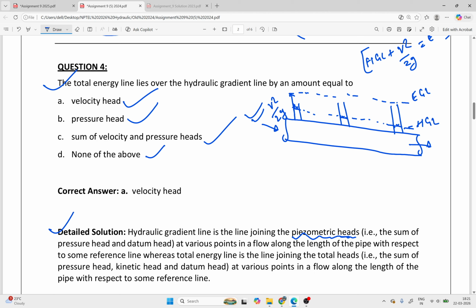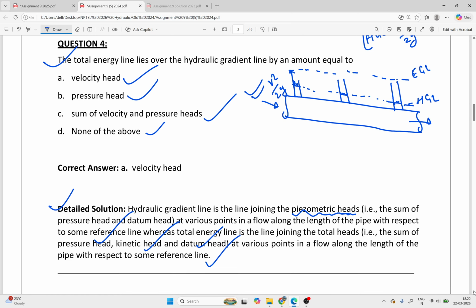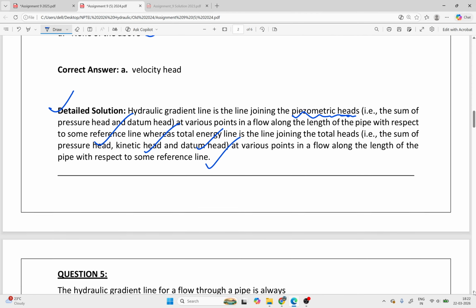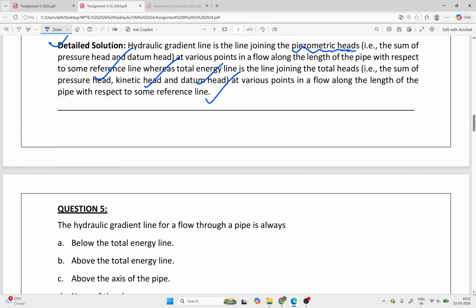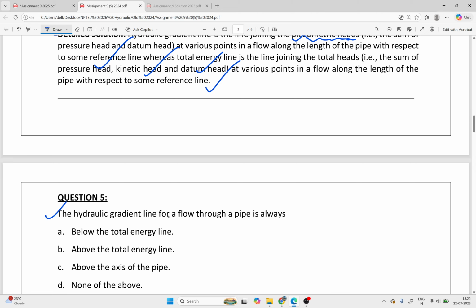So definitely your piezometric head is pressure head and datum head at various points in the flow along the length of the pipe with respect to some reference line, whereas the total energy line is the line joining the total head, that is the sum of all three heads, pressure, kinetic and datum, at various points in the flow along the length of the pipe with respect to some reference line. So always remember. Now let us move on to question number 5, which is about the hydraulic gradient line again.